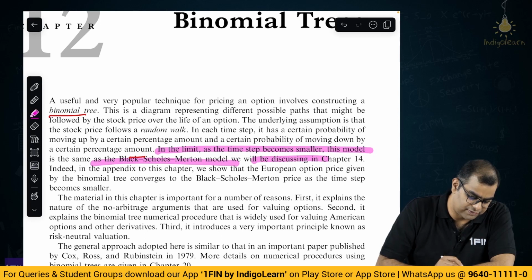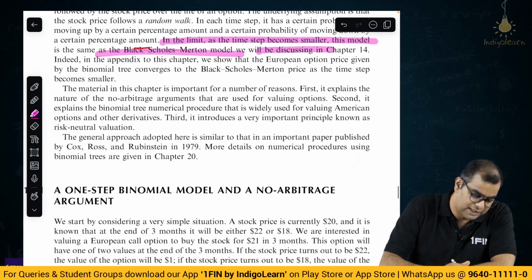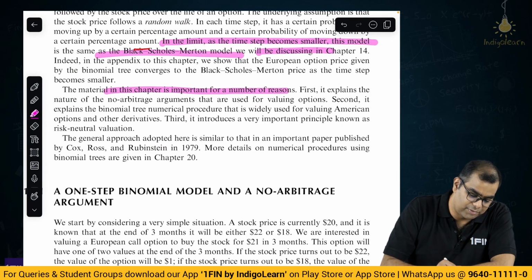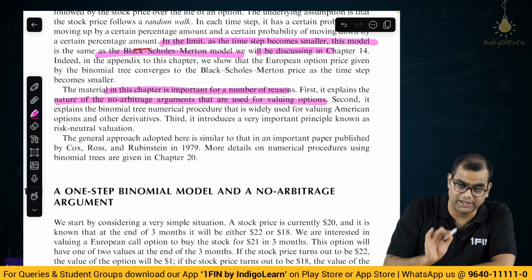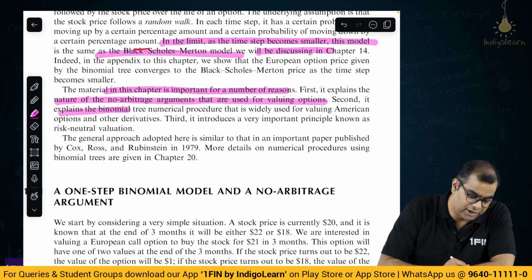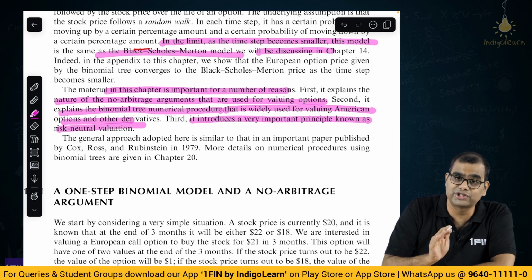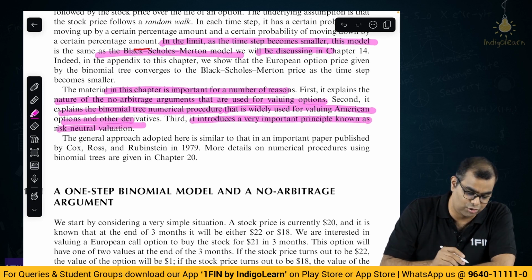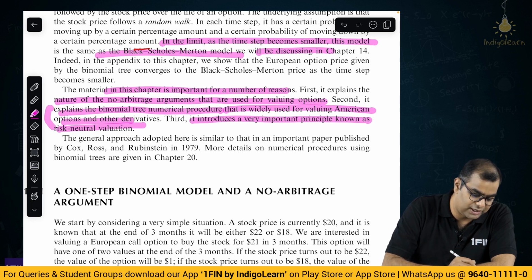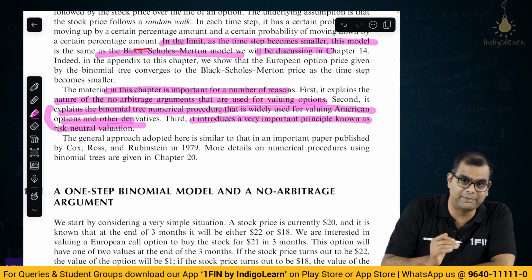We will be discussing it subsequently in the appendix of this chapter, and so on. The material in this chapter is important for a number of reasons. First, it explains the nature of no arbitrage arguments that are used for valuing options. Second, it explains binomial tree numerical procedure that is used widely for valuing American options. Third, it introduces a very important principle known as risk neutral valuation. It is introducing a new principle called risk neutral valuation. So, basically they have talked about binomial tree and risk neutral valuation independently.